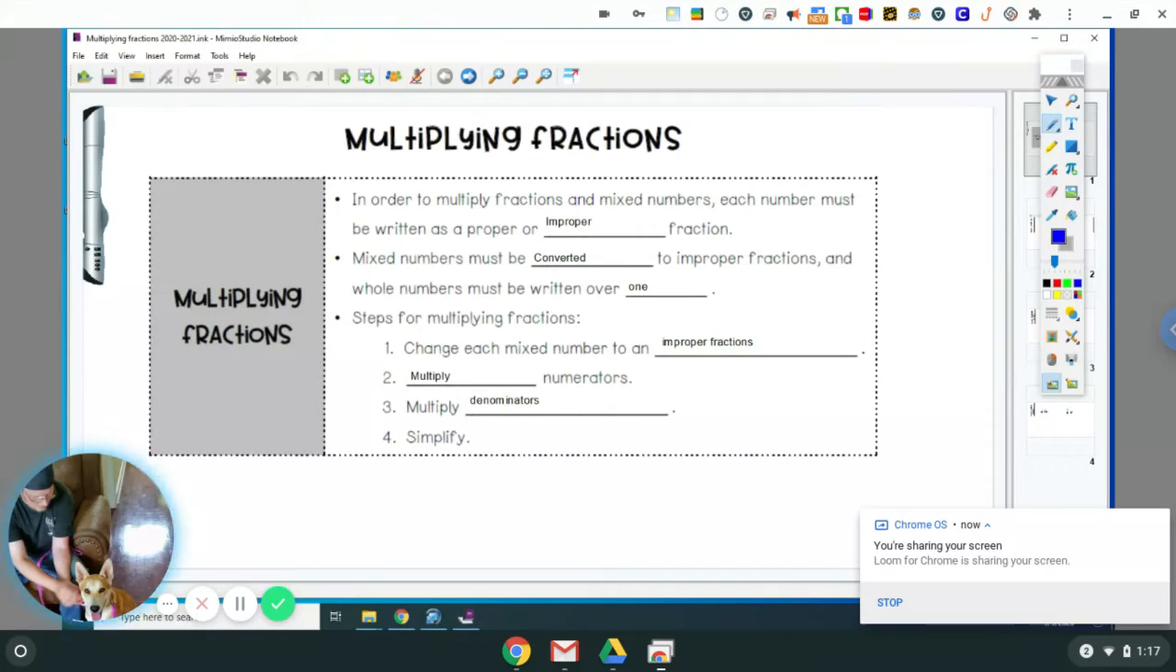All right, so today we're going to be multiplying fractions. In order to multiply fractions and mixed numbers, each number must be written as a proper or improper fraction. Mixed numbers must be converted to improper fractions, and whole numbers must be written over 1.